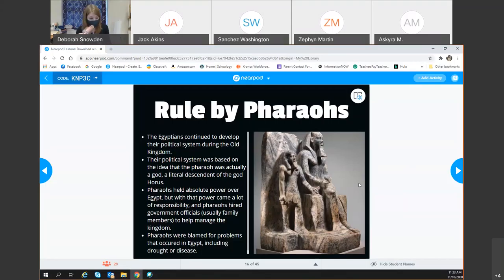However, Pharaoh is still blamed for the things that go wrong. If there's a drought, Pharaoh's fault. There's a plague, Pharaoh's fault. He should have done something to prevent that from happening. So there's a lot of responsibility, and a lot of pressure on an absolute ruler like this to deliver and to basically make sure that things are running smoothly in the country.